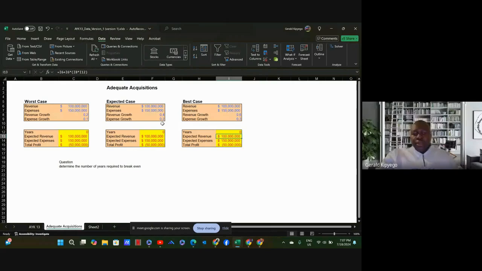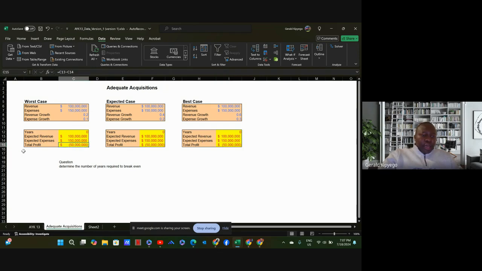We go to expected revenue for the best case scenario. Similar calculation: I6 plus I6, where I6 is the revenue, and then we multiply by the revenue growth times the number of years, and we get that. Expected expenses, we get C7 plus C7, that is the expenses, and then we multiply by the expense growth times the number of years, and we get that. We do it again for the expected case and best case scenario.